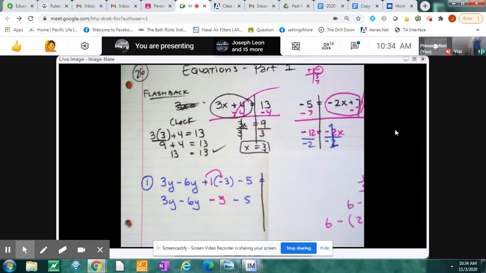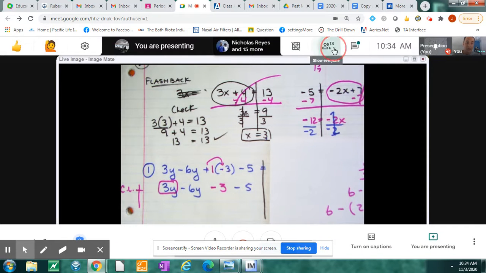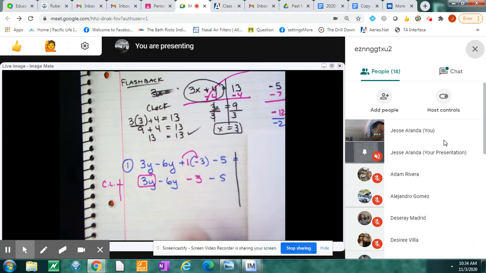Got it? All right, so now what happens later? Okay, then we combine like terms, right? You combine like terms with a t-chart. So the 3y with the what? What am I going to combine it with? Anybody? Let me see if I see names. Oh yeah, Adam. The 3y with what? Negative 6y.